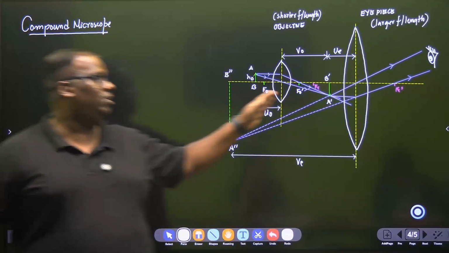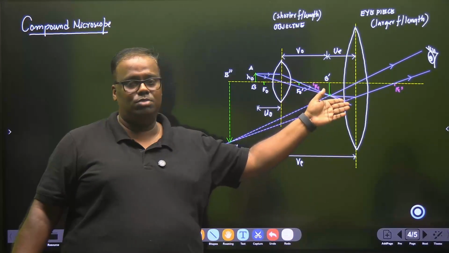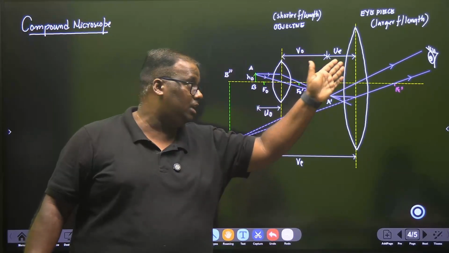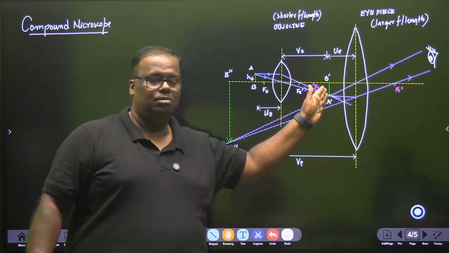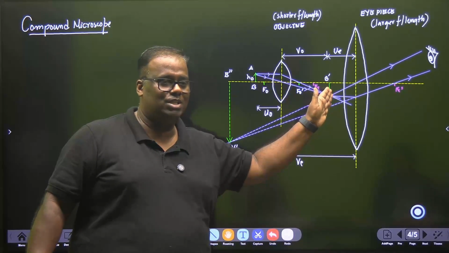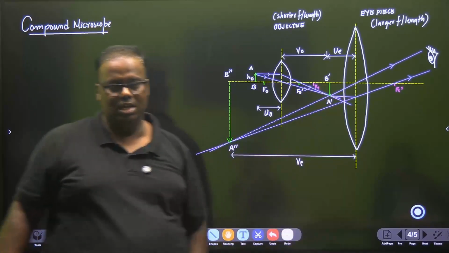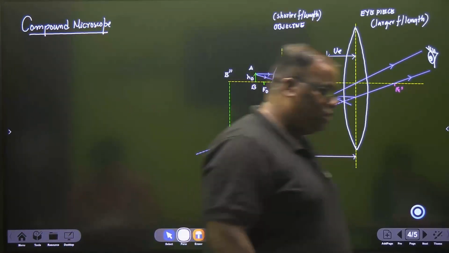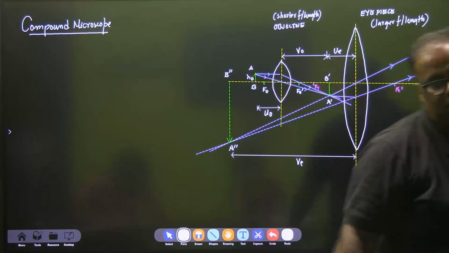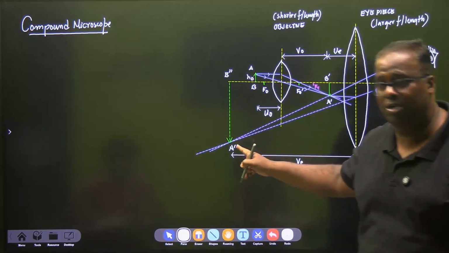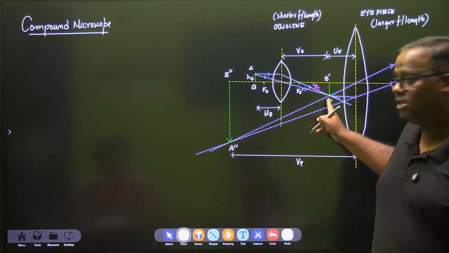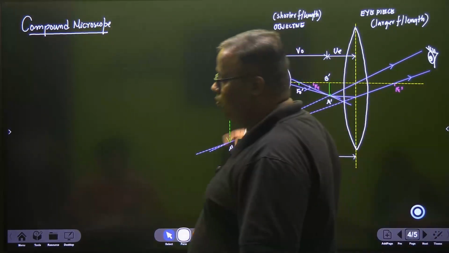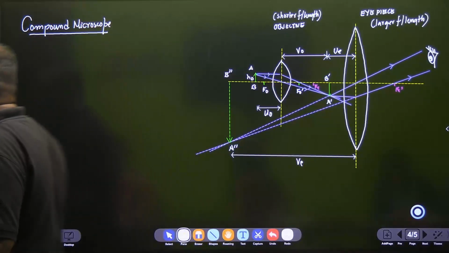And that real inverted magnified image will serve as the object for your eyepiece, and your eyepiece is deliberately a lens with a larger focal length, so that the image of the first, which is the object for the second, gets placed between the pole and the focus, creating the scenario for generation of a virtual erect magnified image. This is an erect image, by the way. Why? Because the object was also erect. But if you compare it with the initial object, then it is definitely inverted.